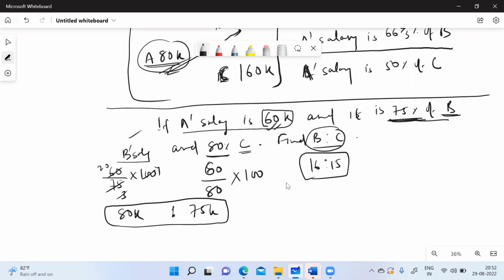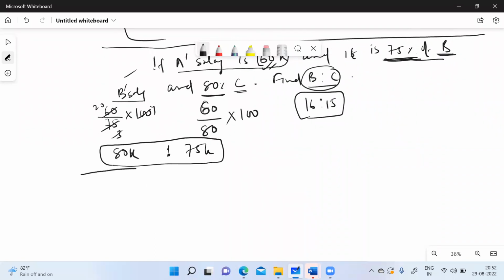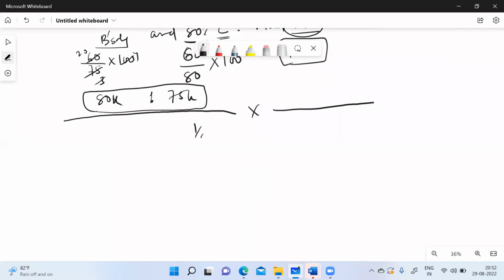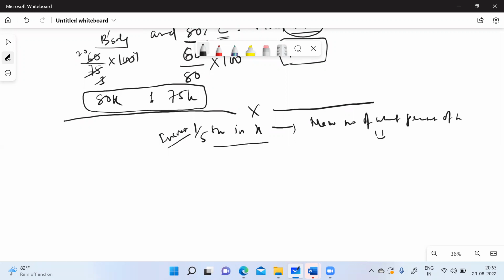So now the next type of complexity that I would like to explain here is that we have already done: if I am increasing 1/5 in any quantity, like increase 1/5 in x, the new number will become what percent of x? What will you say? The new number is what percent of x? Okay, tell me, in percentage terms, how much percent is 1/5? 20%. So if you increase x by 20%, x becomes how much percent of itself?